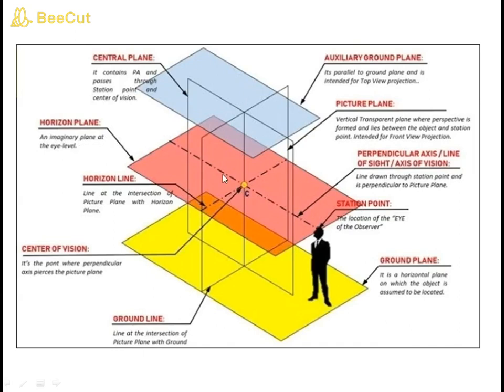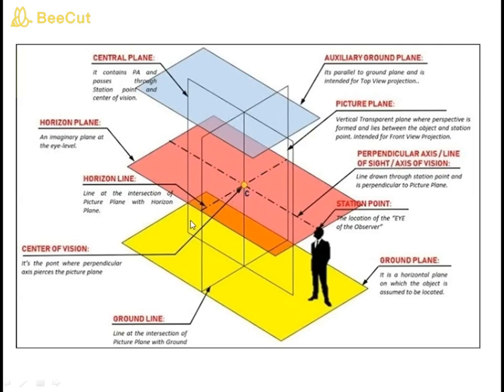The next plane is known as the picture plane. It is a plane in which we are getting the image. It is a vertical plane, and this plane is perpendicular to the ground plane and horizon plane. You will get the image here in the picture plane, and the top view of the picture plane will appear like a horizontal line. If you are looking from the top, you will get a horizontal line.